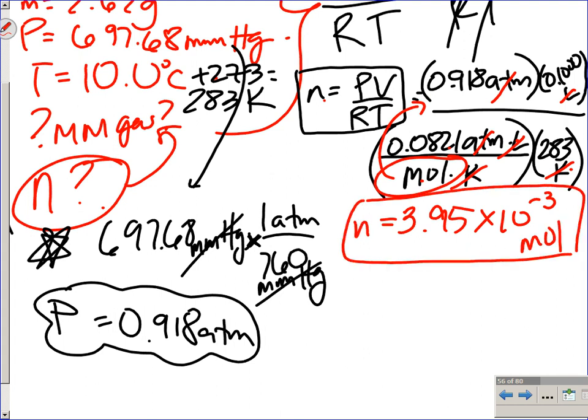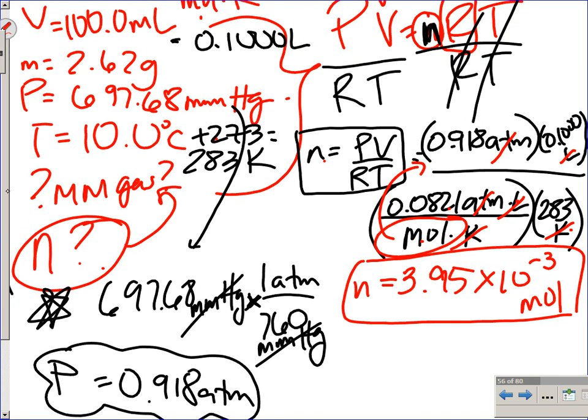We have solved for N. Now, I know you've already forgotten the question. What the heck was the question? Solve for molar mass. So think to yourself, I've written out molar mass a million times. What are the units of molar mass? Grams over mole.